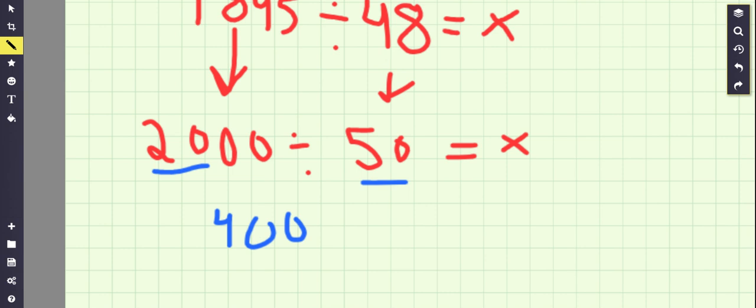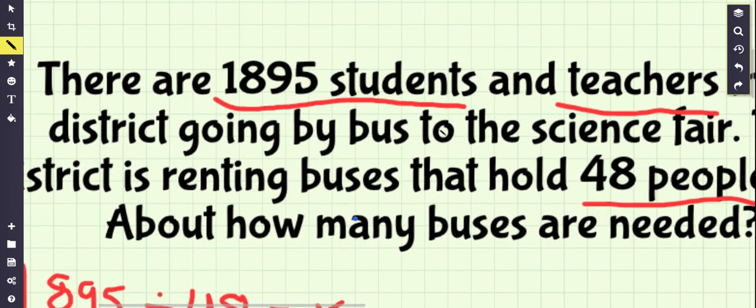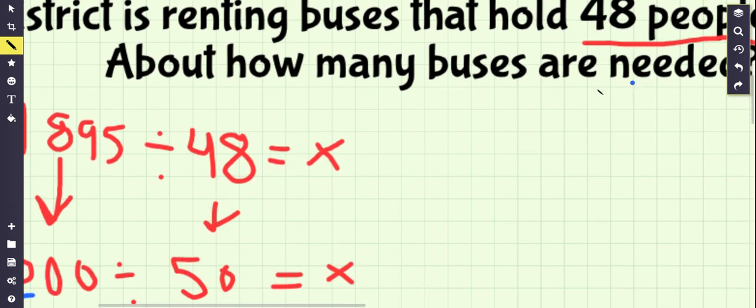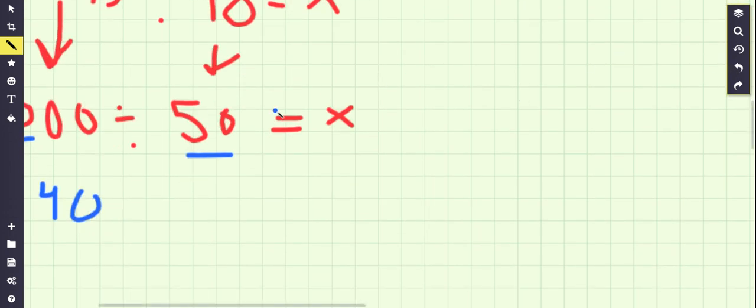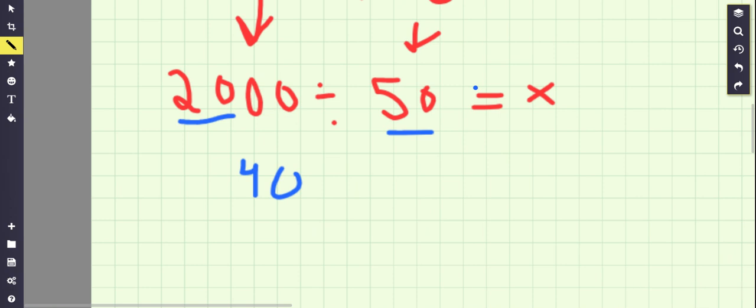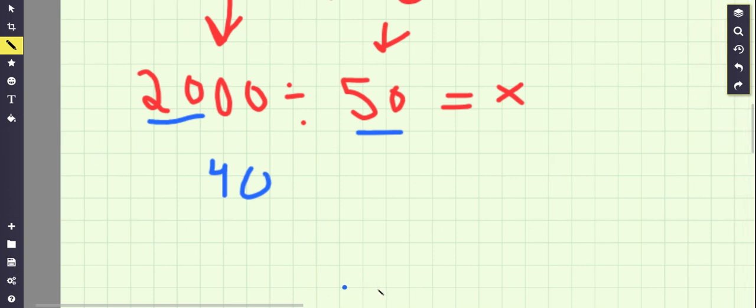So basically, they'll need about 400 buses. Oh, not 400 buses, 40 buses. I put the extra zero there for no reason. 40 buses. Sorry, extra zero there. I don't know why. I just woke up, so it's just 40 buses.